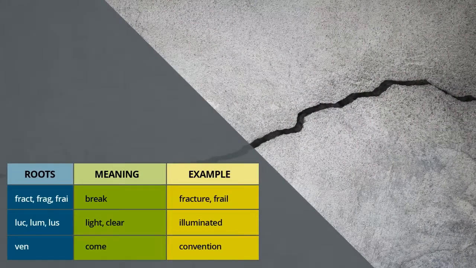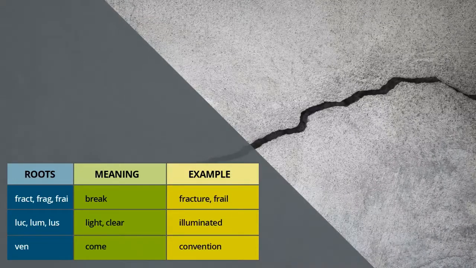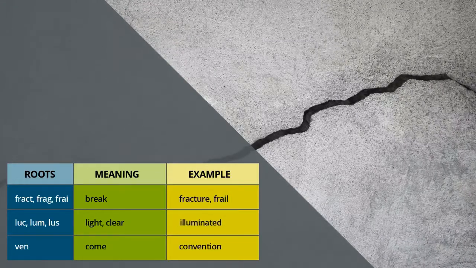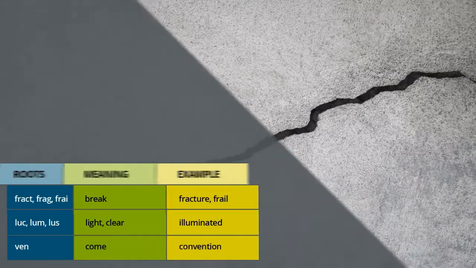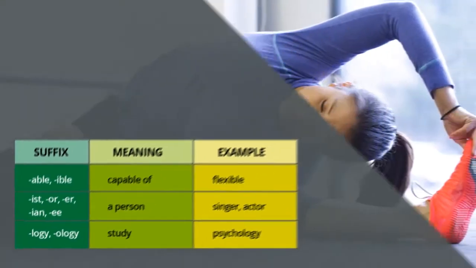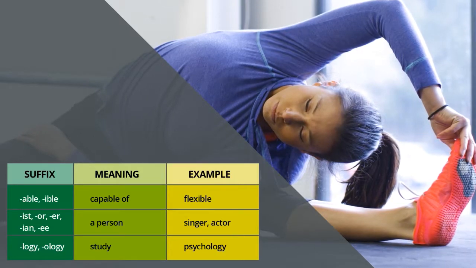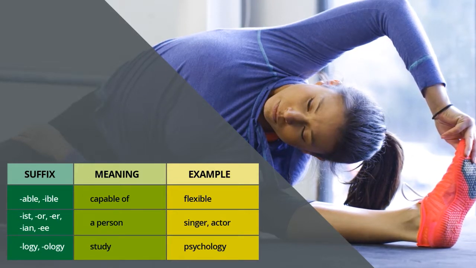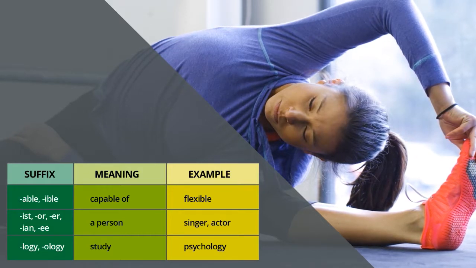Fract, frag, fray, break, fracture, frail. Loose, lum, lus, light, clear, illuminated. Vin, come, convention. Suffixes come at the end of a word. Look at these examples. Able, capable of, flexible. Ist, or, ian, a person. Singer, actor.